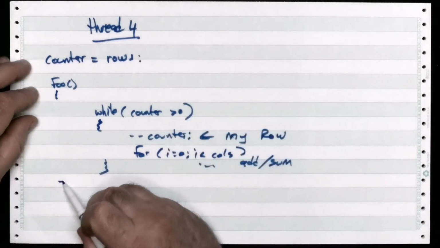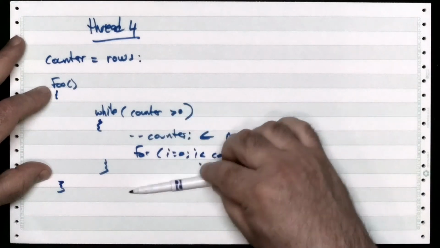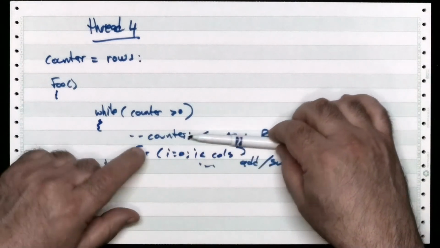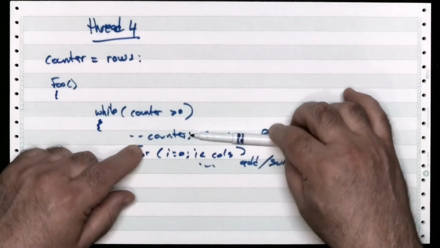Now, if this is going to be done at the same time in 2 separate threads, we've got a bit of a problem, right? Because they're both going to be decrementing it, and who's going to do it first?